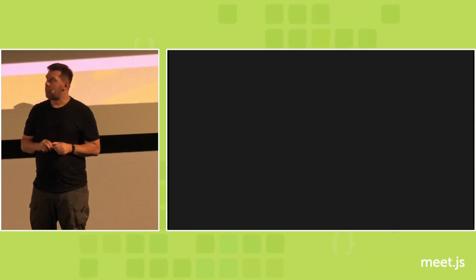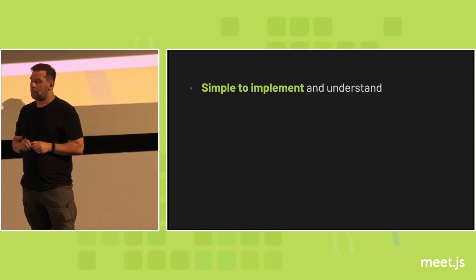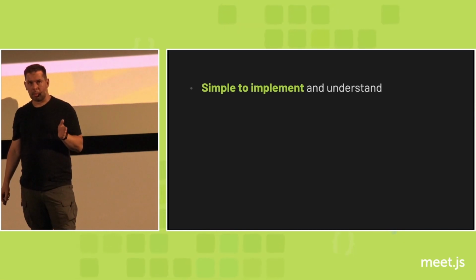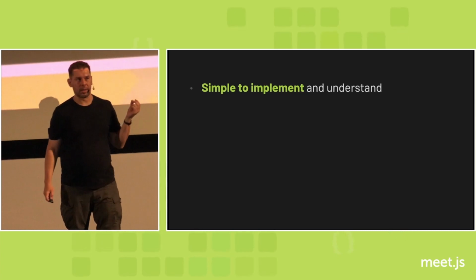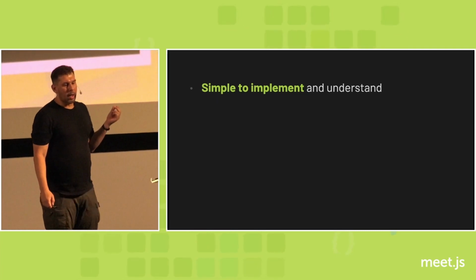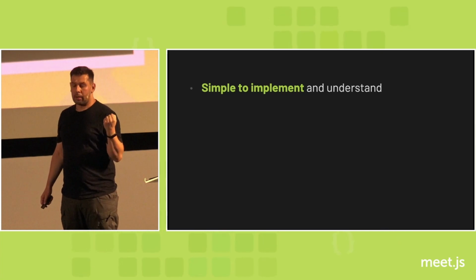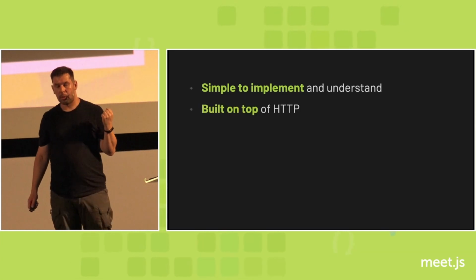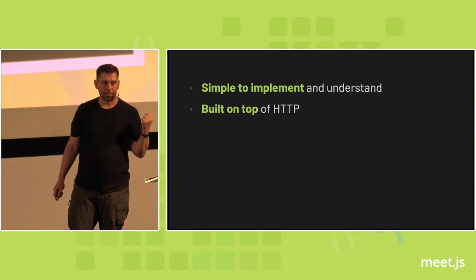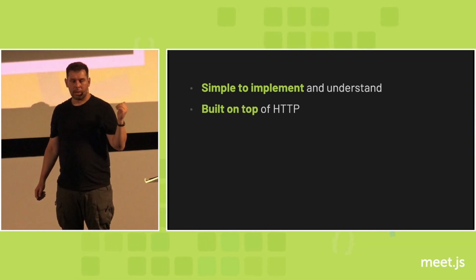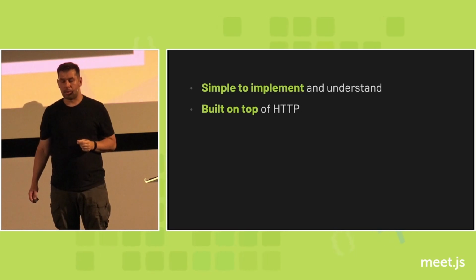So when to use it? For example, it's simple to implement and understand, because we have this native object, and we just need to attach our listeners on the front-end side, and fetching events goes under the hood automatically. It's built on top of HTTP, so we don't need to use additional libraries or any different solutions.